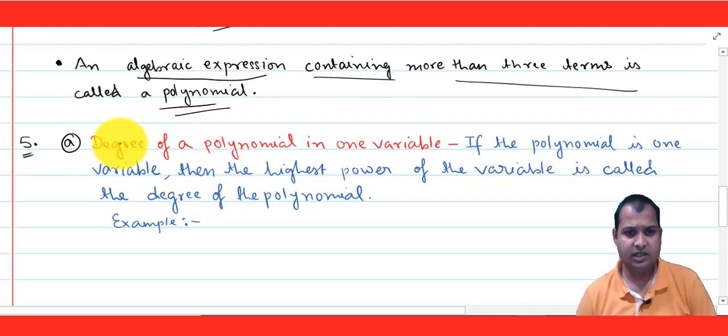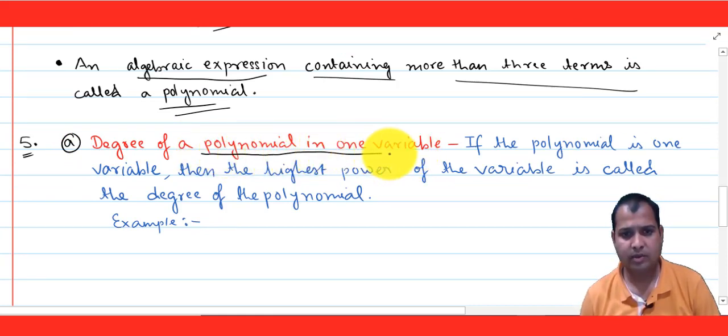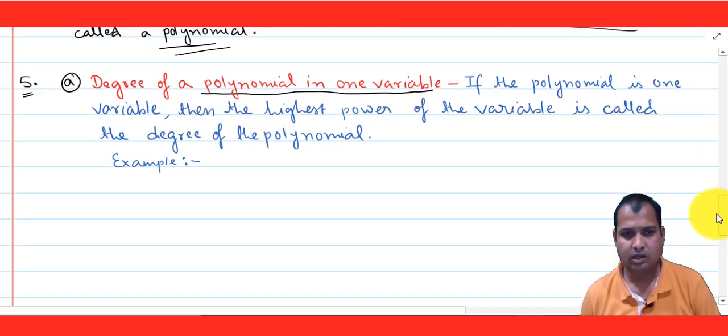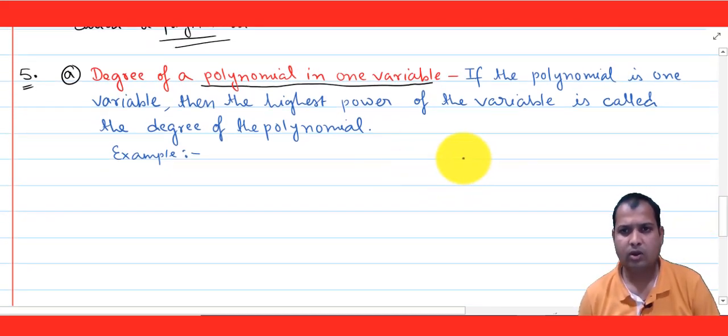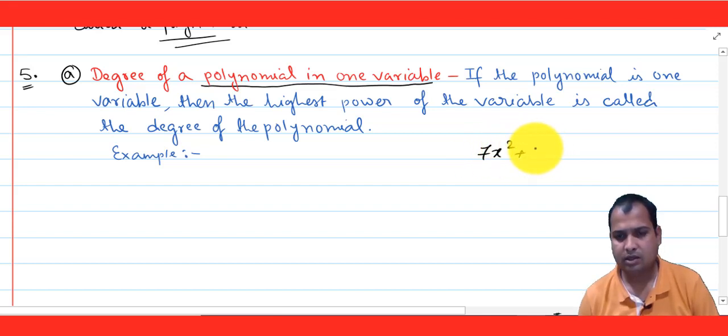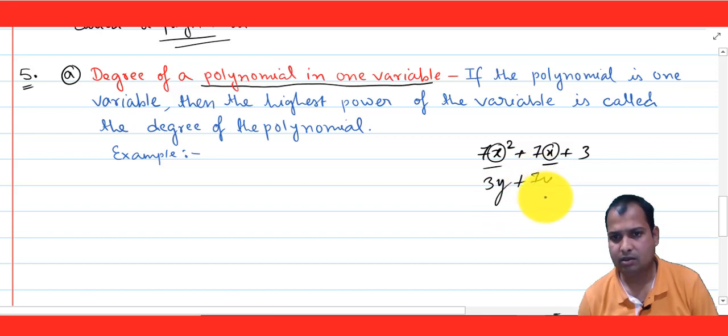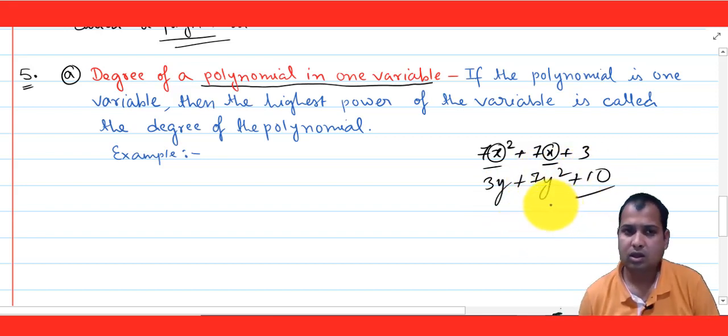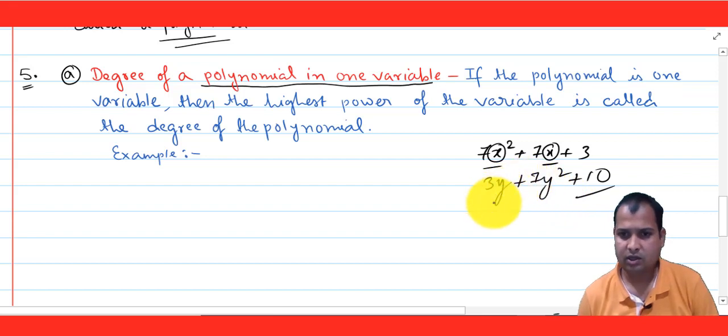Now we'll see degree of a polynomial in one variable. Now what does it mean, polynomial in one variable? Polynomial in one variable means a polynomial in which you will see only one variable, like 7x square plus 7x plus 3. Here you see this is a polynomial which has got only one variable, that variable is x. Similarly I can write 3y plus 7y square plus 10. This is also a polynomial in one variable because here you see only one variable y.